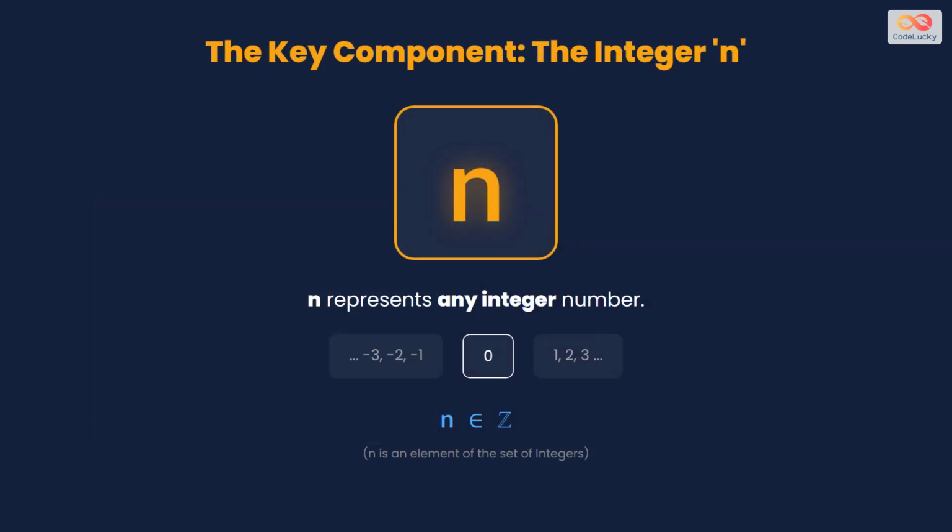To describe infinite answers, we introduce a powerful variable, n. In our formulas, n represents any integer. That means n can be 0, 1, 2, -1, -5, and so on. It basically acts as a counter for how many full cycles or half cycles we have spun around the circle.